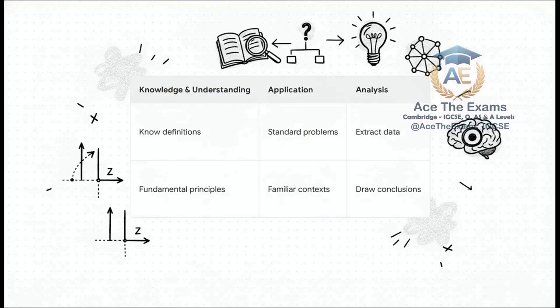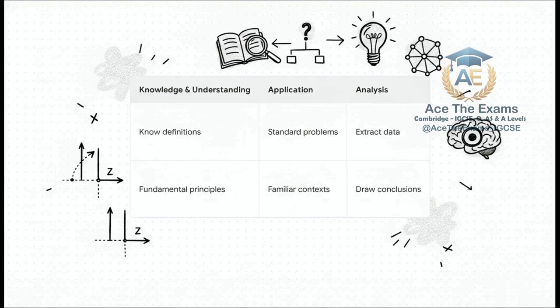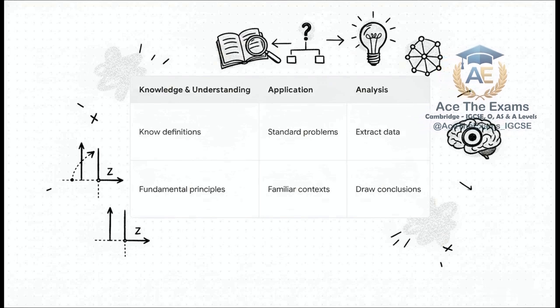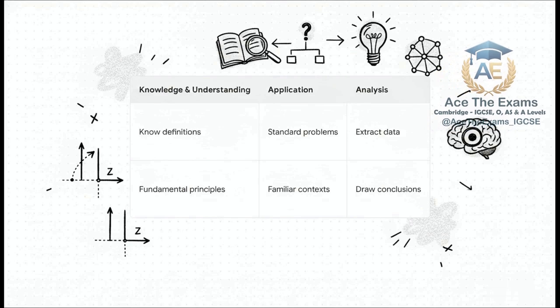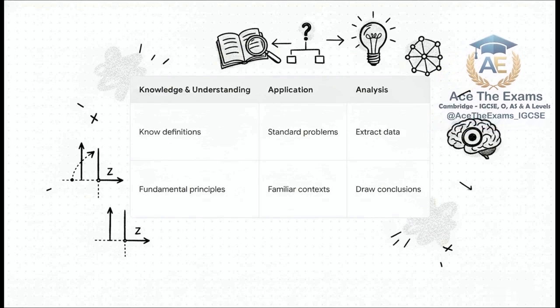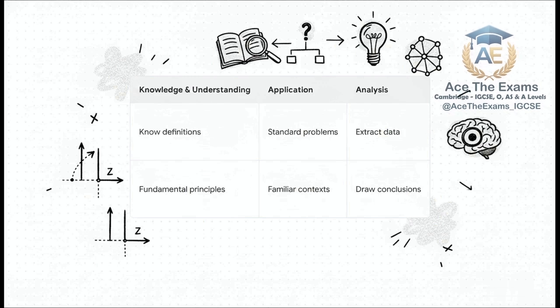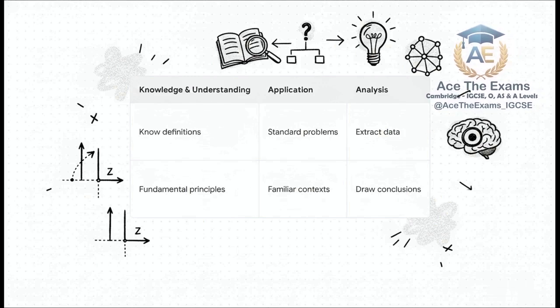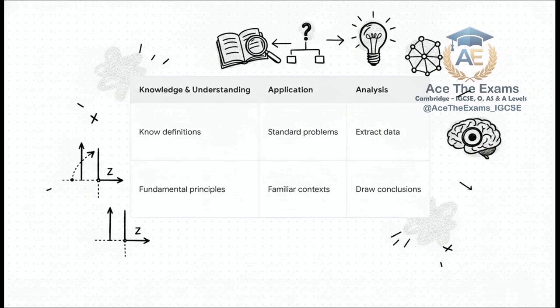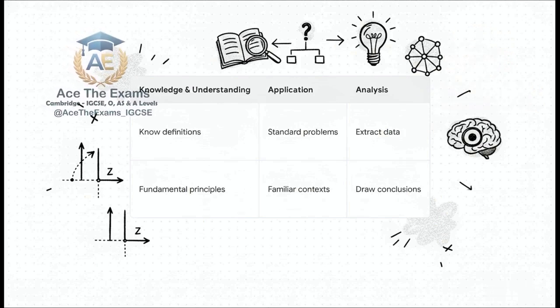So you might be wondering, how are you actually judged on these three elements? Let's break down the cognitive domains directly from the syllabus. This is the rubric. This is exactly how examiners evaluate the depth and quality of your routine. Column 1 is knowledge and understanding. Basically, do you know the basic definitions of modulus, argument, and conjugate? Column 2 is application. Can you apply these concepts to standard, everyday, familiar problems?